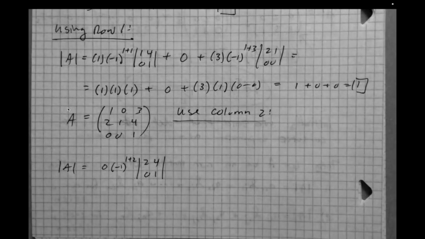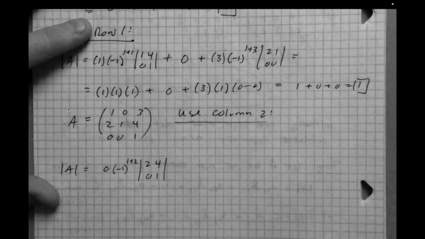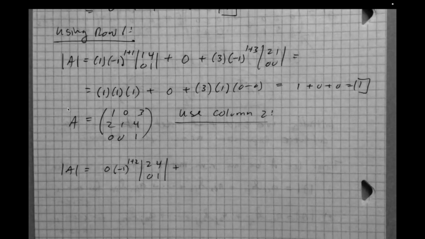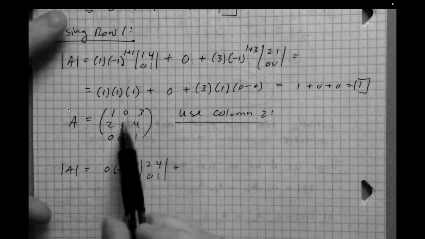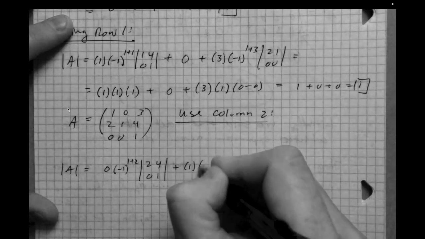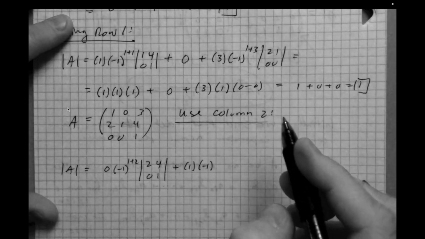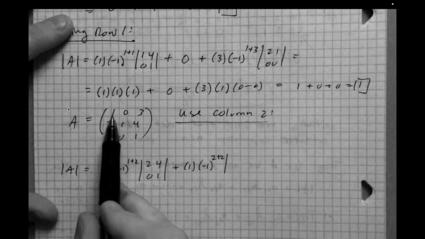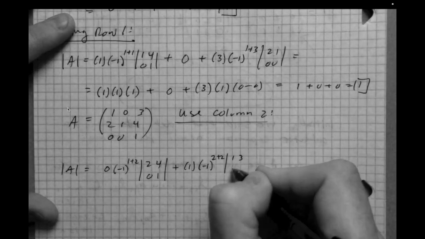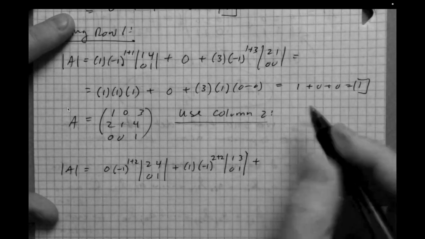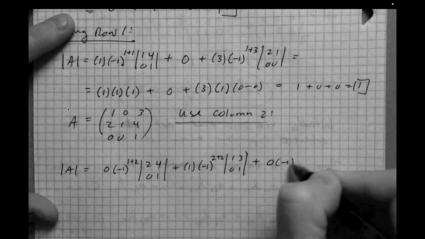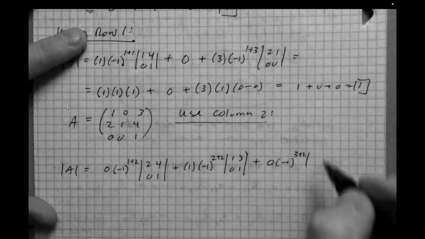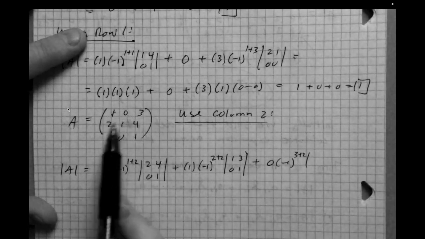The cofactor expansion works the same along the columns. You just have to shift the way you're indexing things if you're thinking about it in terms of the formula. Okay, and then the entry is 1, and then it's negative 1 to the 2 plus 2 power, and then the submatrix is 1, 3, 0, 1. And then it's another 0 times negative 1 to the 3 plus 2 power, and then the submatrix is 1, 3, 2, 4.